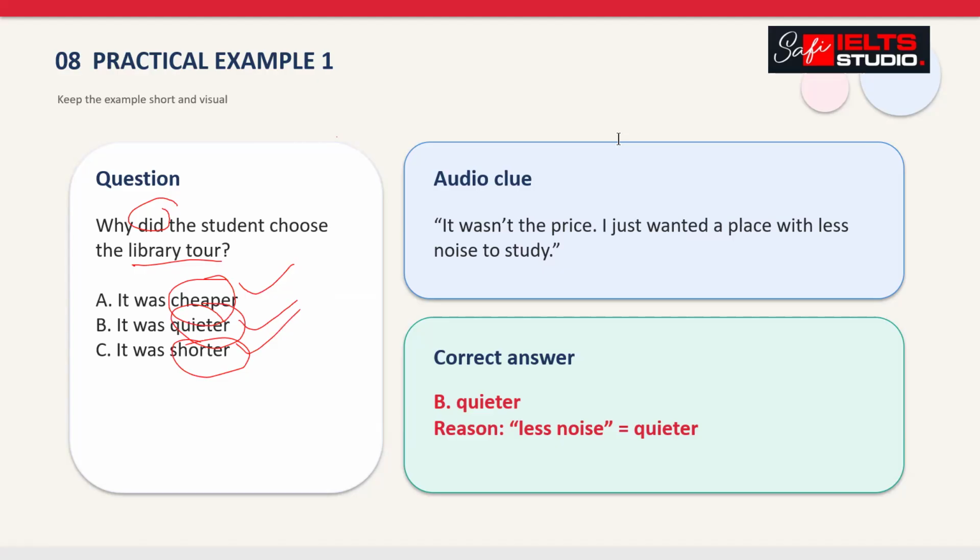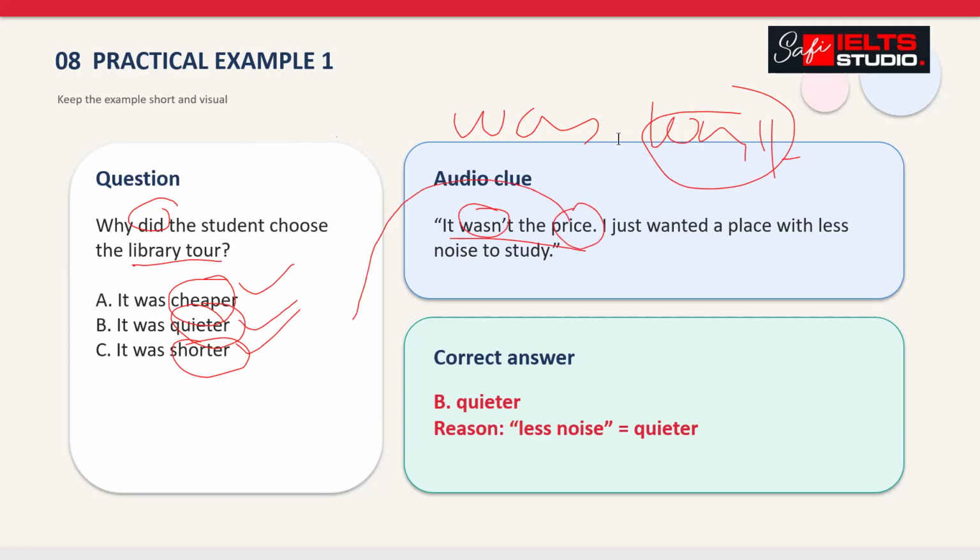And what if the audio says, "It wasn't the price"? Can you see "wasn't"? Most of the time students cannot differentiate between "it was the price" and "it wasn't the price." There's a difference between "wasn't" and "was." What if you just hear "the price" and try to catch "cheaper"? That's wrong. It said, "It wasn't the price." So can we say that this can be the right answer? No. "It wasn't the price. I just wanted a place with less noise to study." So what was the reason? It wasn't the price.